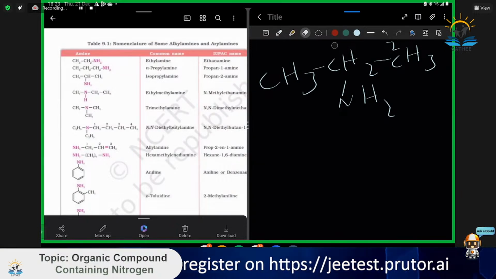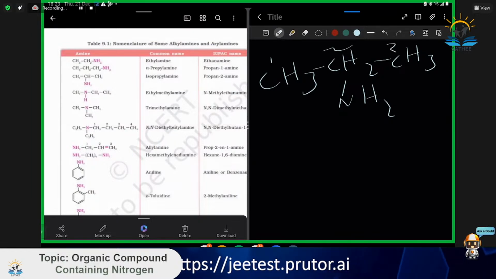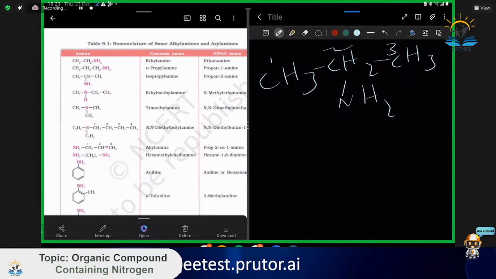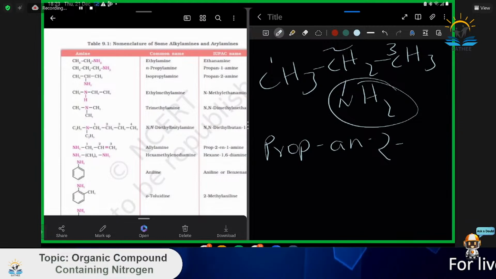So numbering we do normally. Your largest carbon chain is now prop, and there are no substituents, so no prefixes. And then your amine is in position 2, so propan-2-amine.